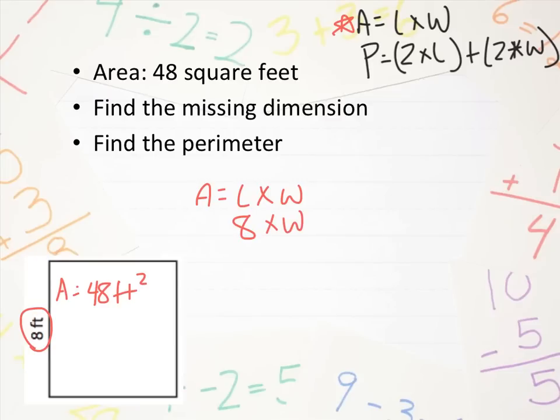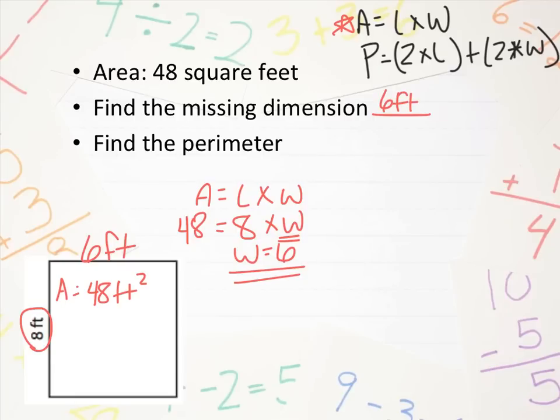So my one dimension here is 8. I'm missing the second direction, and the area is 48. So 8 times something is 48. Using my multiplication facts, I know that my missing amount is 6 because 8 times 6 is 48. So my width is 6, and since it's a measurement, it's 6 feet. So my missing dimension is 6 feet.